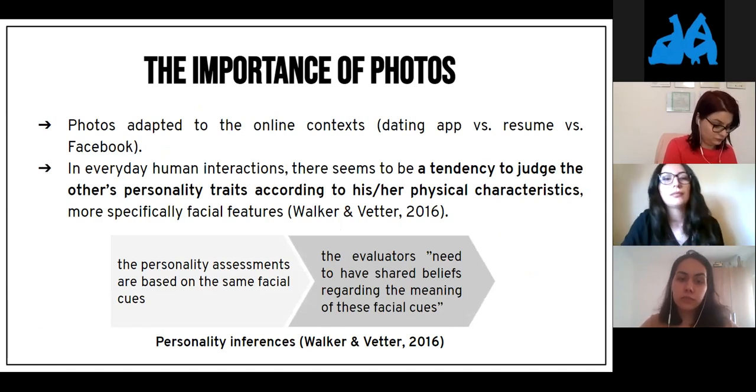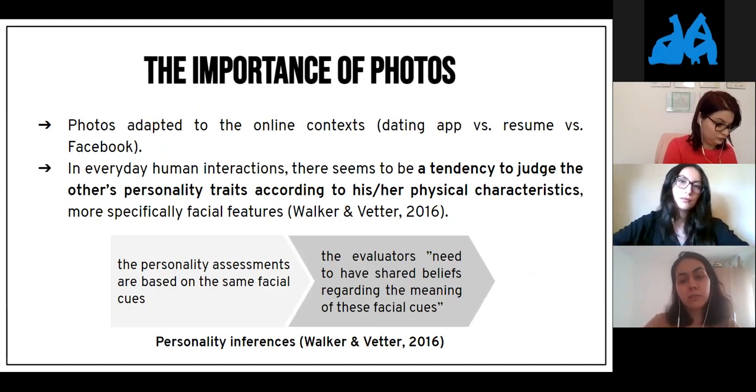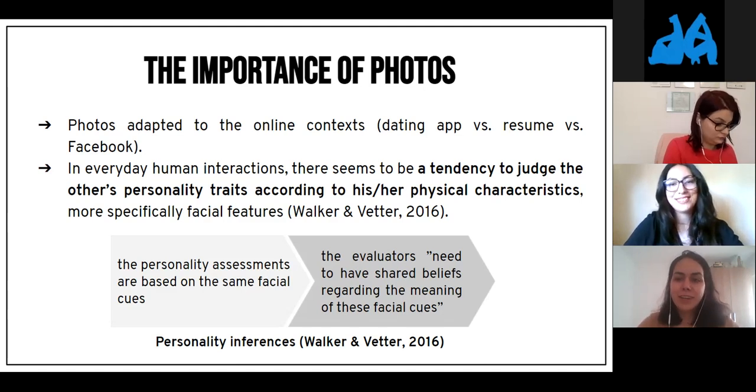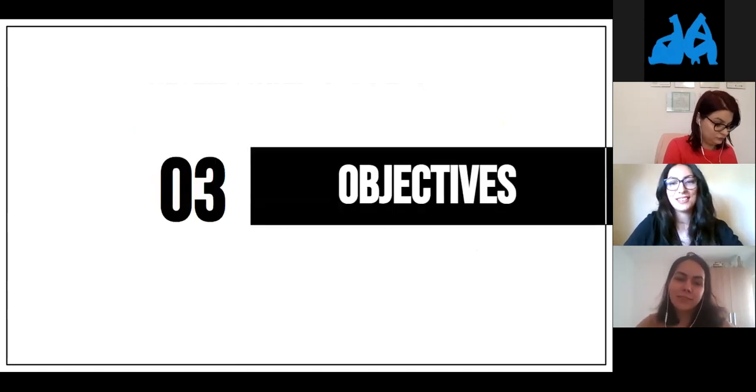But in order to make judgments, all the evaluators, in our case the recruiters, need to have shared beliefs regarding the meaning of these facial cues in the photos. Next, Maria will tell you about our objectives.